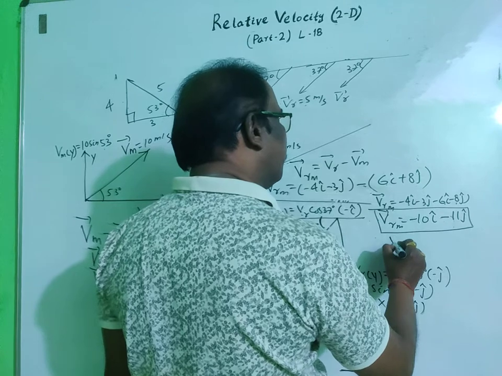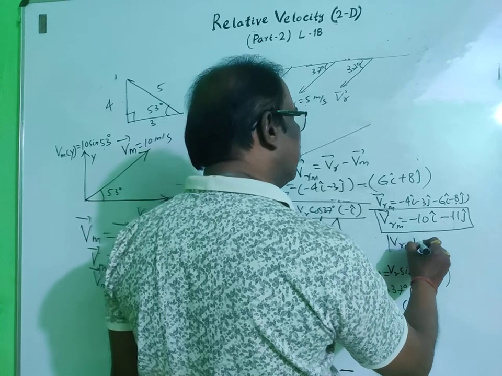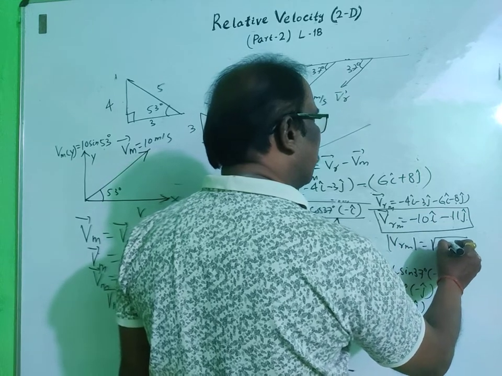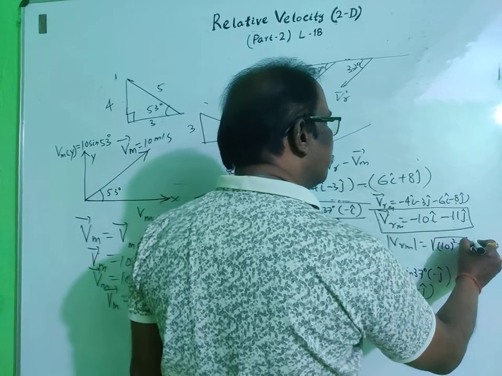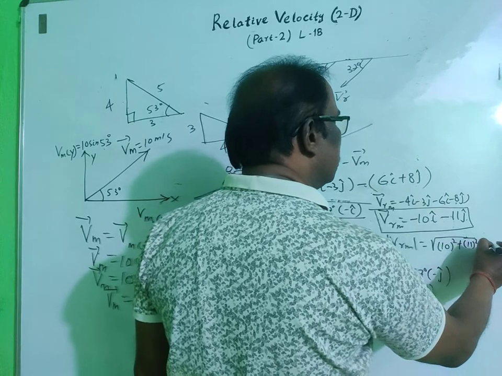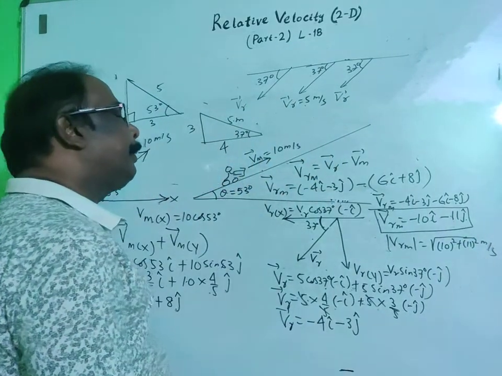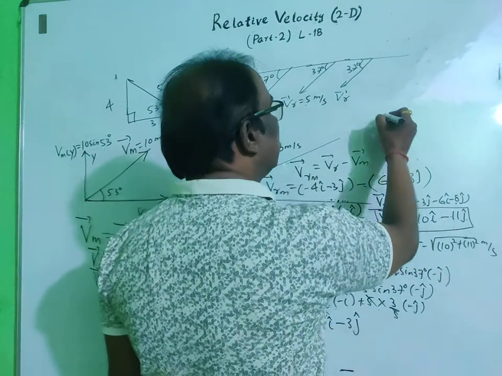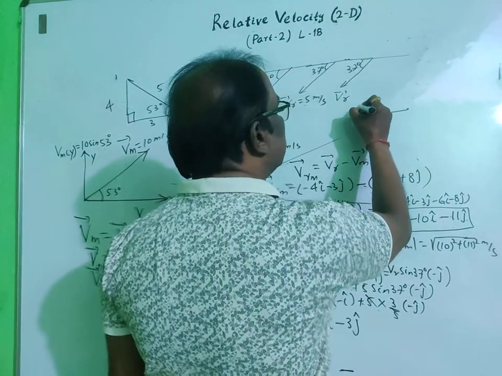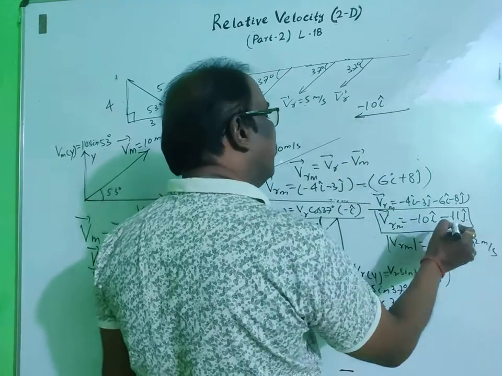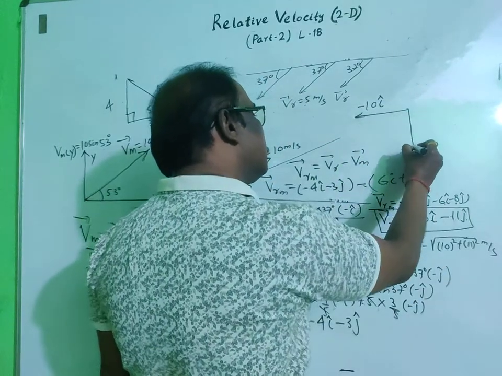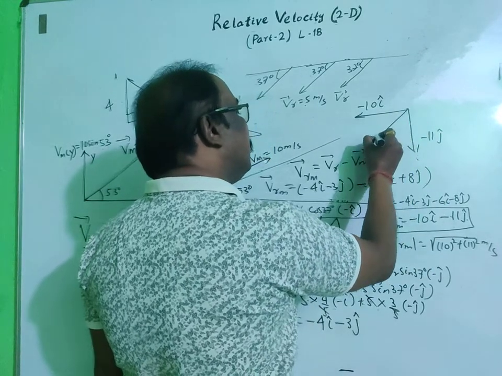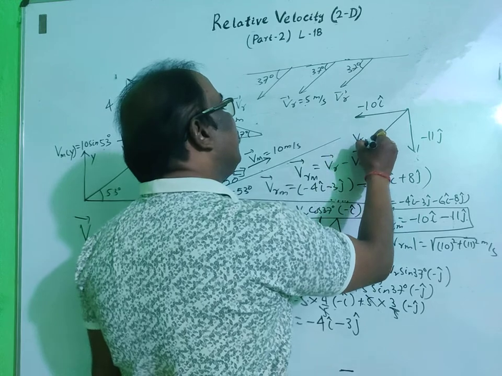Again you can calculate the magnitude of Vrm. Between i cap and j cap the angle is 90 degrees. You can calculate it as square root of 10 squared plus 11 squared meter per second. Then about the direction of Vrm: relative velocity is minus 10 i cap and minus 11 j cap. This will be the direction of Vrm.